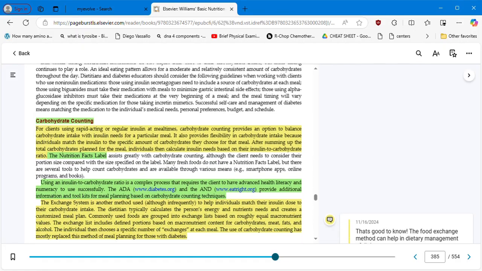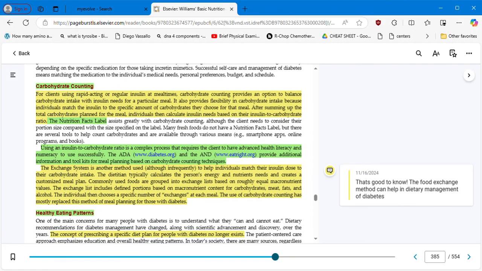So we are going to stop here, okay? And when we come back, we are going to talk about carbohydrate counting. And that is going to be the last part of this chapter 20. Thank you.